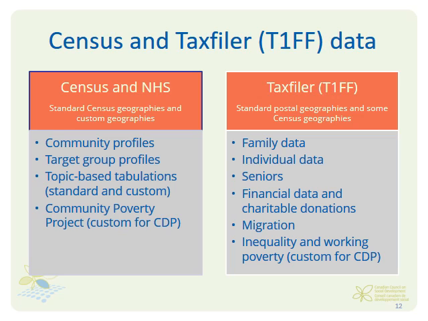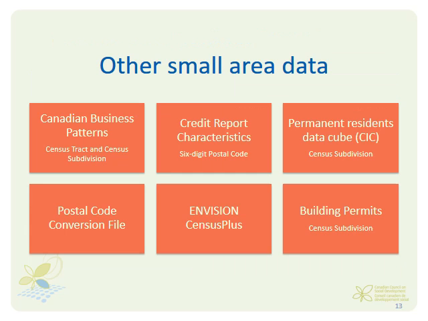From the tax filer data, we order standard postal geographies as well as some census geographies for all tables coming out of the T1FF. The standard tables include the family data, individual data, seniors data, financial data and charitable donations, and migration. We also order some custom tabulations, such as our tables on income inequality and working poverty. Other small area data we order include Canadian business patterns, TransUnion credit report characteristics, permanent residence data queue, and building permits. Small area tools include a postal code conversion file, as well as Envision.